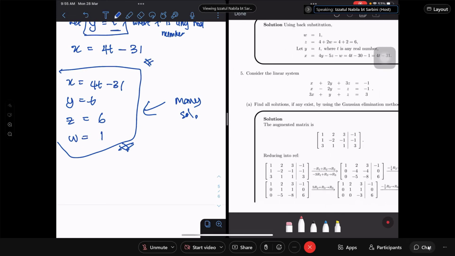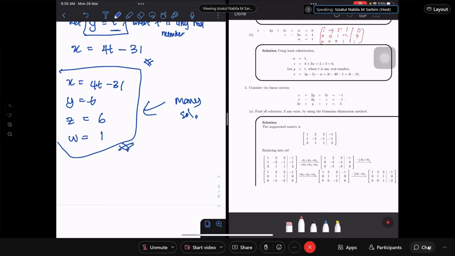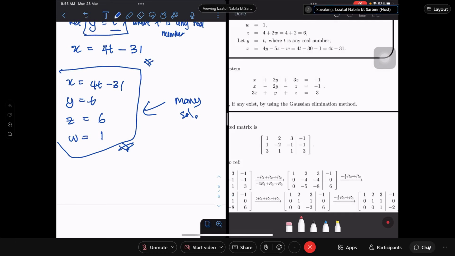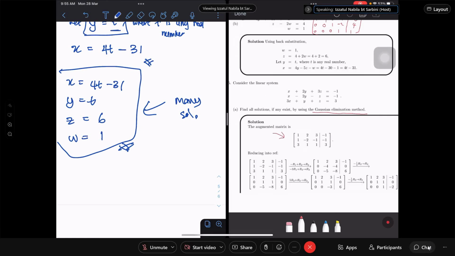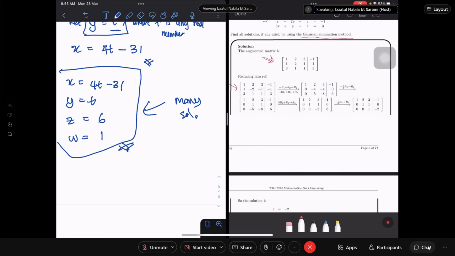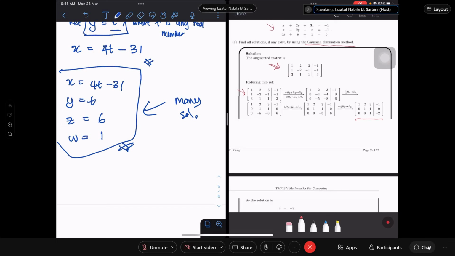Okay, now question 5, consider the linear system. Find all solutions if any exist by using the Gaussian elimination method. For Gaussian elimination, you only reduce until REF, right? So your first step is to change the system into an augmented matrix. Reduce until you have REF. Because this is Gaussian elimination, REF only is enough. So once you have REF, you change it back into equations and you do back substitution.